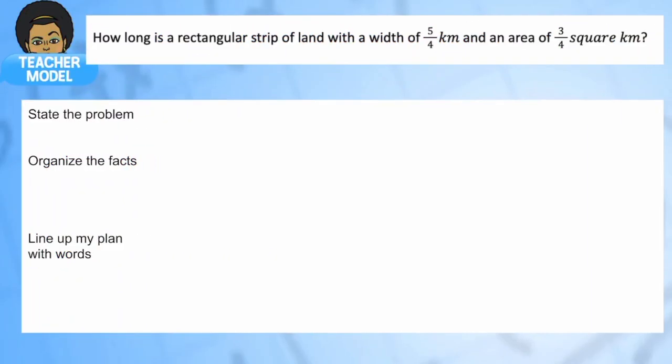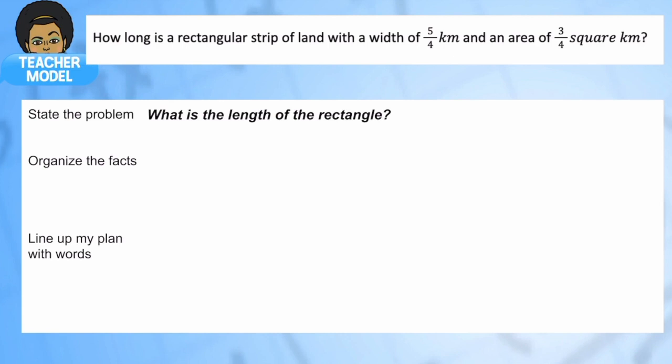How long is a rectangular strip of land with a width of 5/4 kilometers and an area of 3/4 square kilometers? Using SOLVE, what are they really asking? Well, first, they want to know what is the length of the rectangle. When it's asking me how long, that's what they really want to know. What is the length? I need to figure it out because we already know the width. So I need that extra dimension.